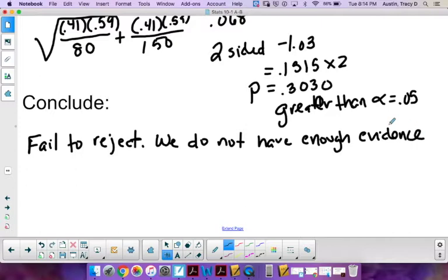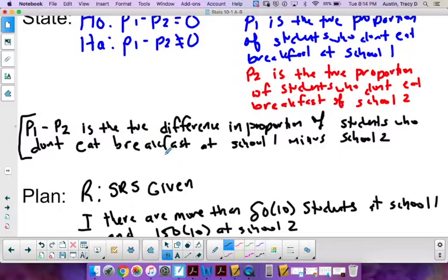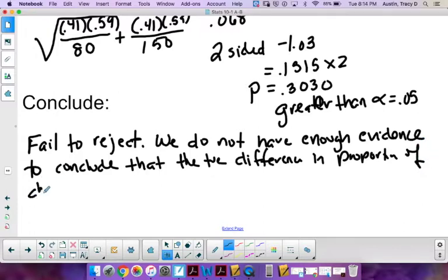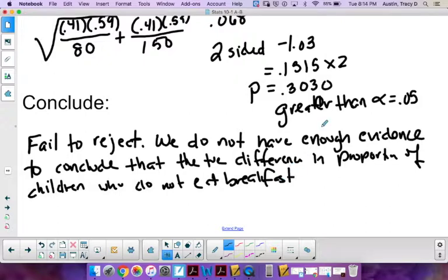And it's always in terms of the alternative. To conclude, and this is where we go back up to the definition of your hypotheses that I was talking about: we do not have enough evidence to conclude that the true difference in proportion of children who do not eat breakfast is not 0. Because the alternative is stated as not 0, we don't have enough evidence to conclude that the true difference in proportion of children who do not eat breakfast is not 0.